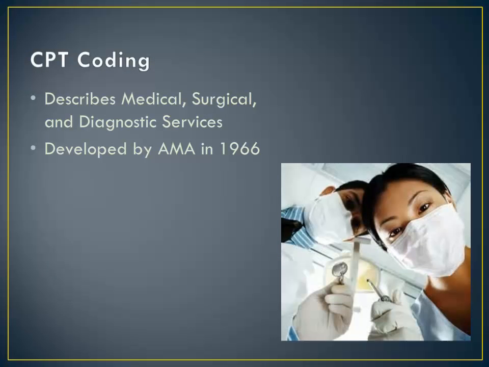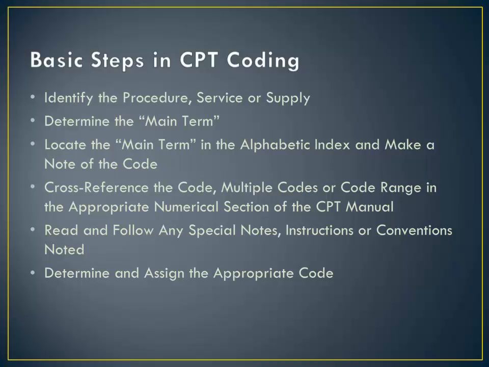CPT coding, which is the Current Procedural Terminology coding, was developed by the AMA in 1966, and this describes medical, surgical, and diagnostic services. The basic steps in CPT coding are to identify the procedure, service, or supply that was provided, and we're going to determine the main term, rhinoplasty, cystoscopy. We're going to look up that main term of what was performed, and then we're going to look that up in the alphabetic index, and again, we're going to actually just jot it down.